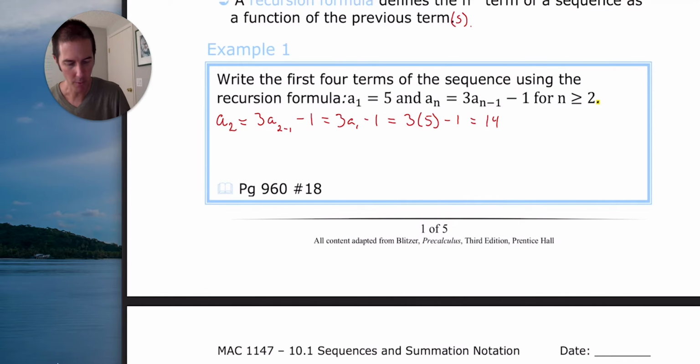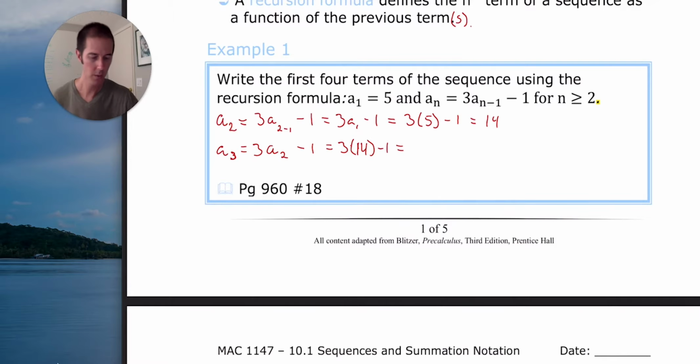Now I want a sub 3, which means I'm going to need to know a sub 2, and thankfully we already calculated that. So this is going to equal 3 times, let's just go right for it, a sub 2, that's 3 times the 14, minus 1, which equals 3 times 4 is 12, 3 times 10 is 30, 30 plus 12 is 42, minus 1 makes 41.